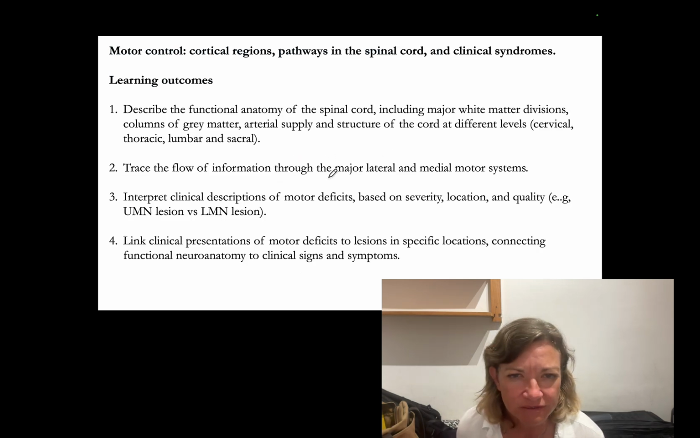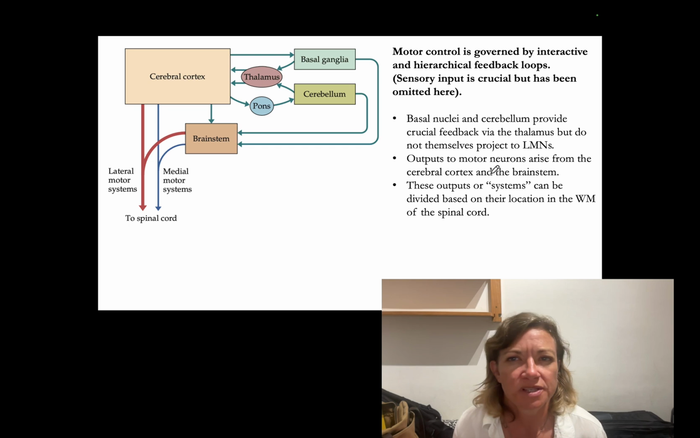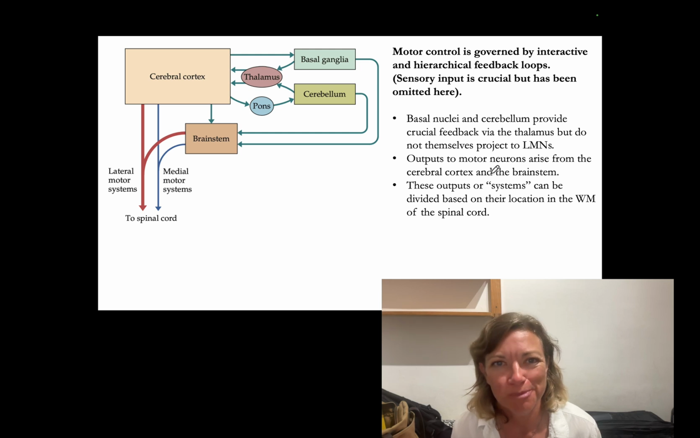So now let's talk about the flow of information through the major lateral and medial motor systems. So motor control is governed by interactive and hierarchical feedback loops. And we've already said that sensory input is crucial, but for the sake of simplicity, it's been eliminated in this little schematic.